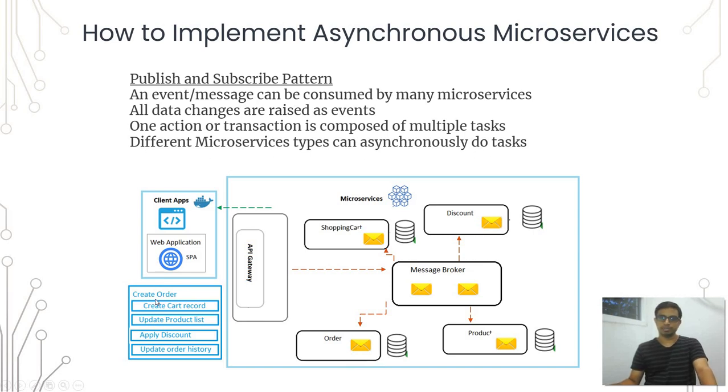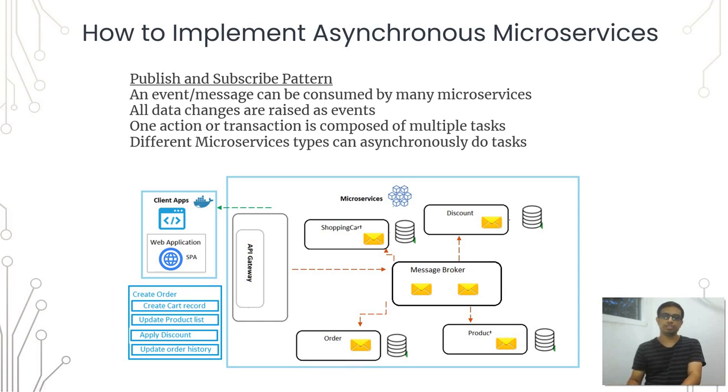asynchronously do the task. For example, here create order is a task which is composed of multiple tasks like creating the cart order, updating the product list, applying discount, and updating the order history. As soon as you do a create order, it is sent to the message broker, and the message broker creates events for all these specific actions, and the individual services pick up those events to be consumed and processed, and then a response is sent back to the client as soon as it is done. So this is the publish and subscribe pattern.